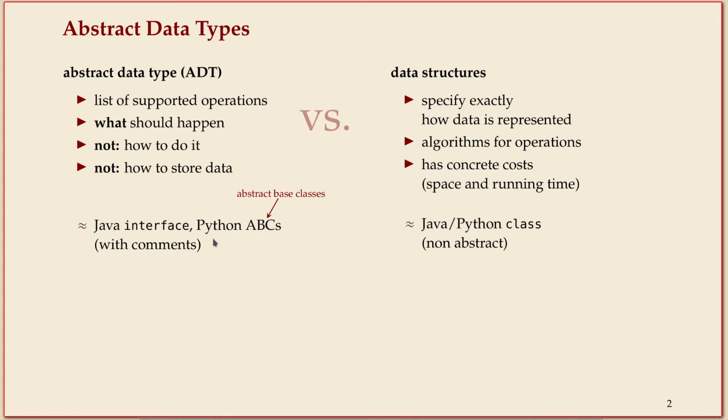In programming languages, there's some support for realizing abstract data types, but none of them is complete in exactly reflecting what an abstract data type is. For those of you who know Java, there's the interface construct, and Python has something like this as well.